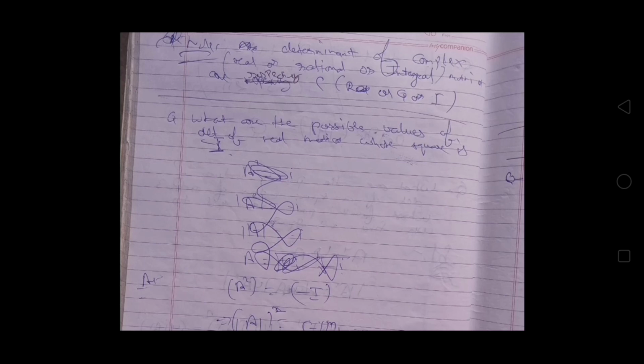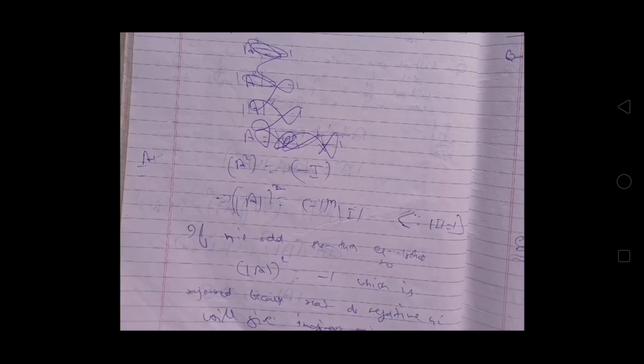Now consider this question: what are the possible values of determinant of a real matrix whose square is minus identity matrix? So from the given condition you will get A square is equal to minus identity matrix. Taking determinant both sides you will get square of the determinant of A is equal to minus 1 raised to the power n into determinant of identity matrix by applying some property of determinant, and we know that determinant of identity matrix is equal to 1.